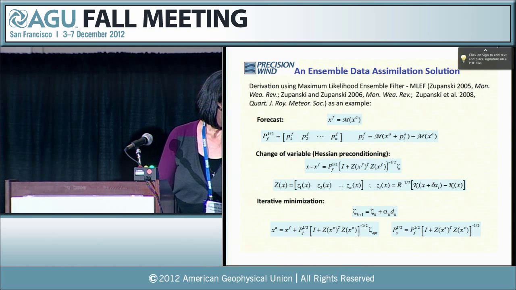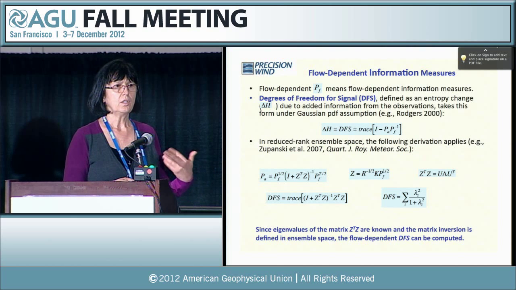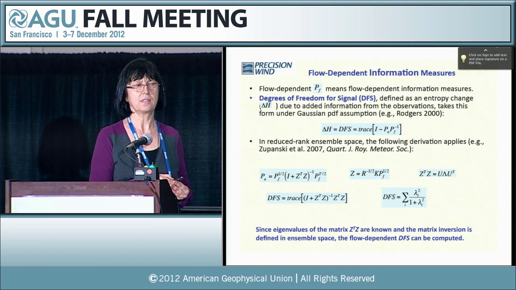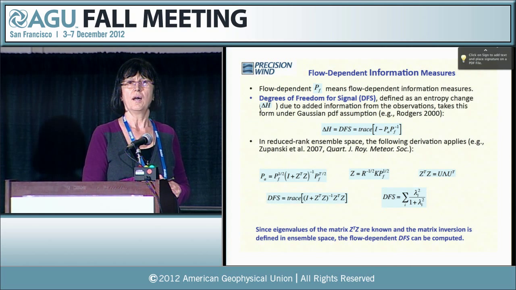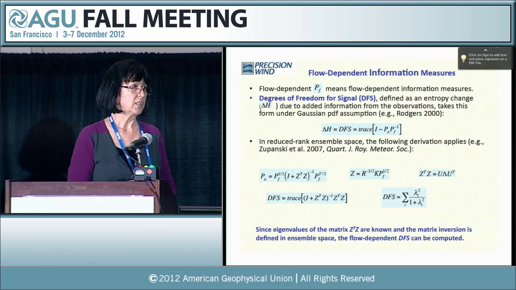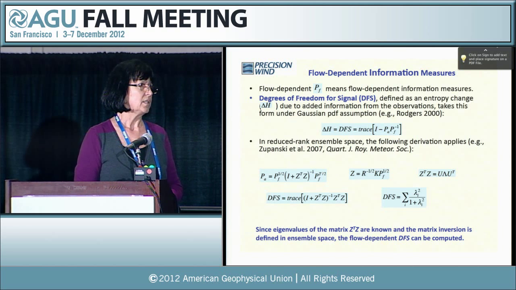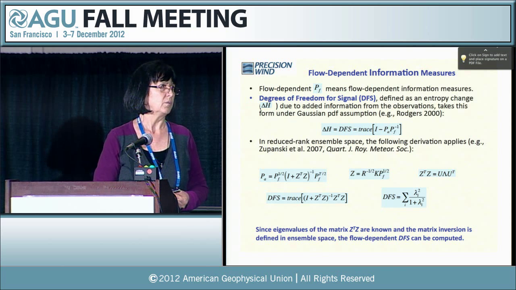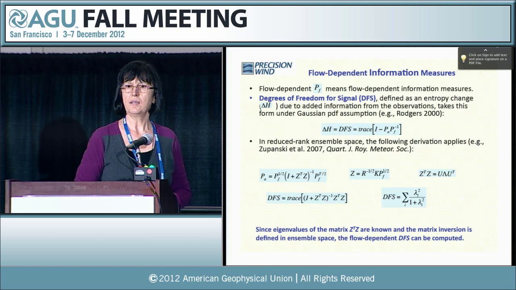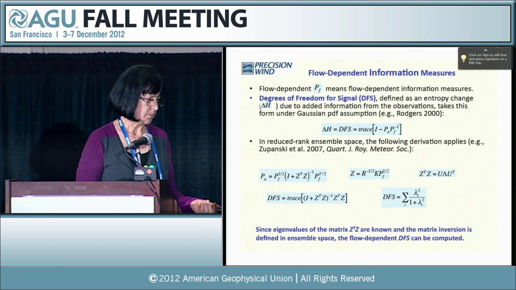So these are kind of all known facts, but I also would like to point out that not only do we get flow-dependent forecast error covariance and also analysis error covariance out of the ensemble data assimilation process, we also actually get flow-dependent information measures, as it was explained in this paper from 2007. Degrees of freedom for signal are flow dependent, and actually they are defined in ensemble space.